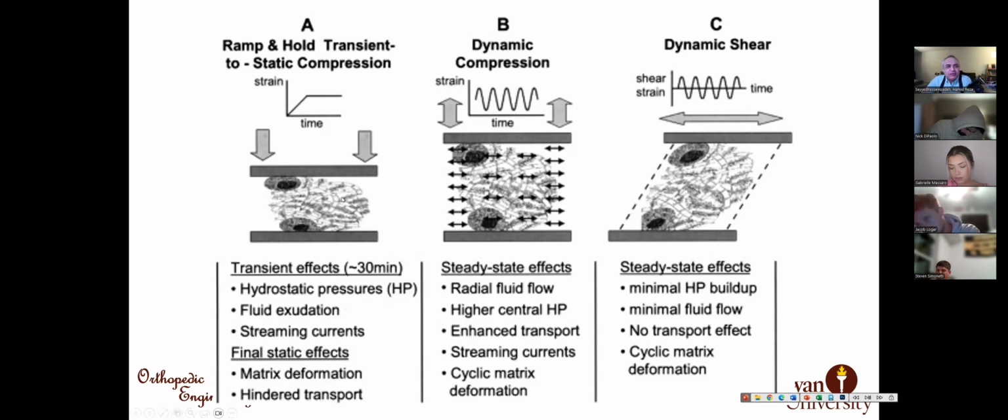This picture shows you how the different types of loading can affect the cartilage. And you see, if you apply the load and hold it, it hinders transport, so the cartilage will degenerate. But if you have dynamic compression or even dynamic shear, shear is detrimental to cartilage. We prefer not to have shear force in cartilage, but even dynamic shear is better than a static compression. A static compression is worse than anything.